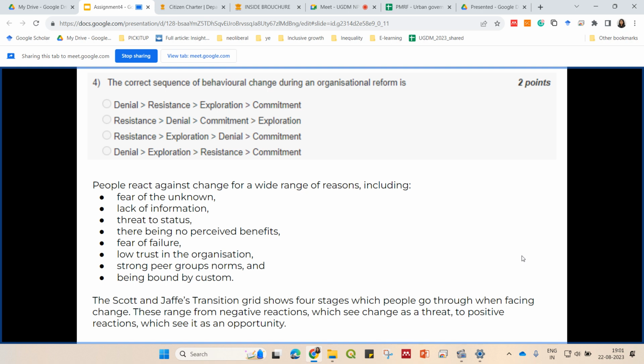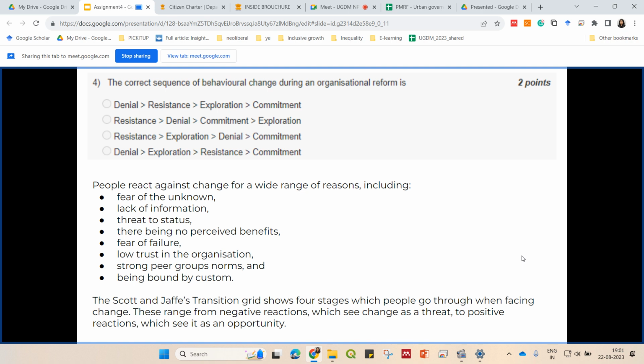There can be a situation where people are unable to perceive any benefits of the change that is occurring. They might be afraid of failure of assimilating with the change, or failure of adopting the change, or fear of failure of being able to upscale or increase their capacity in order to work in tandem with the change that the organization is facing.